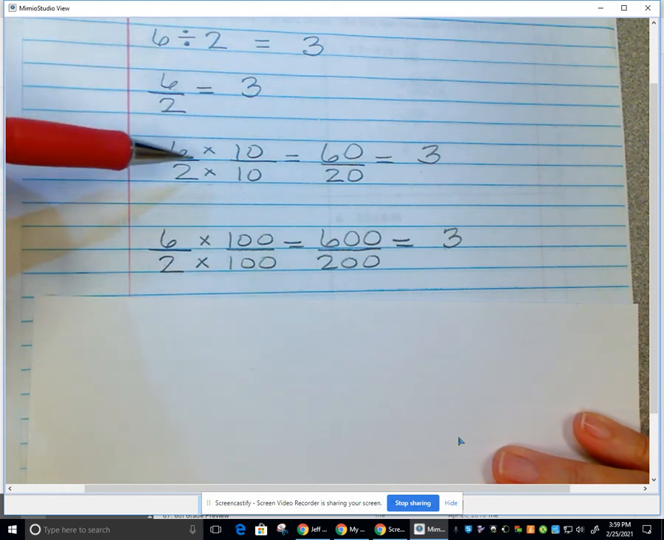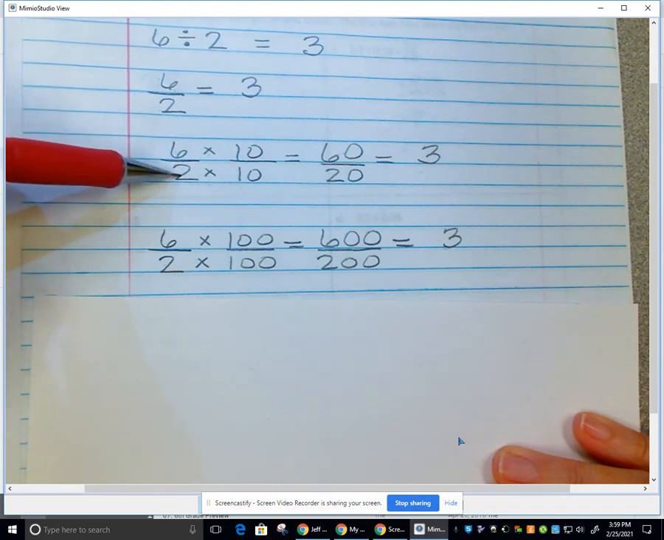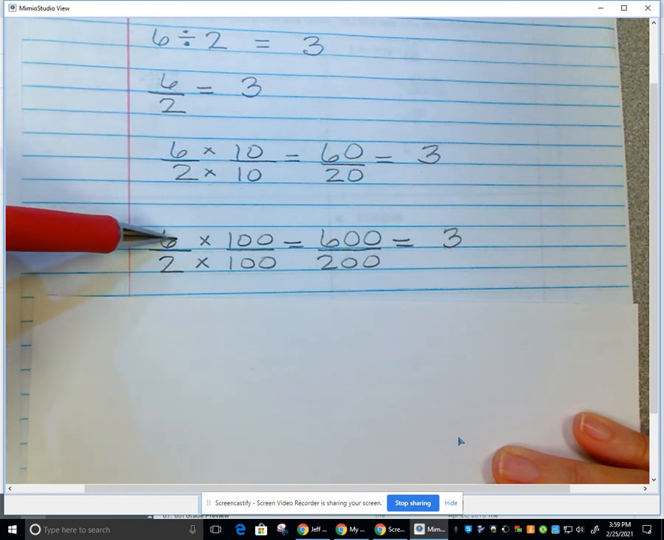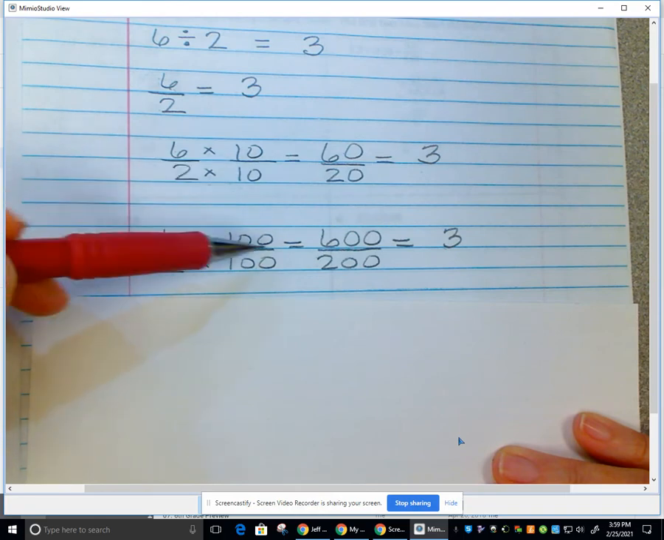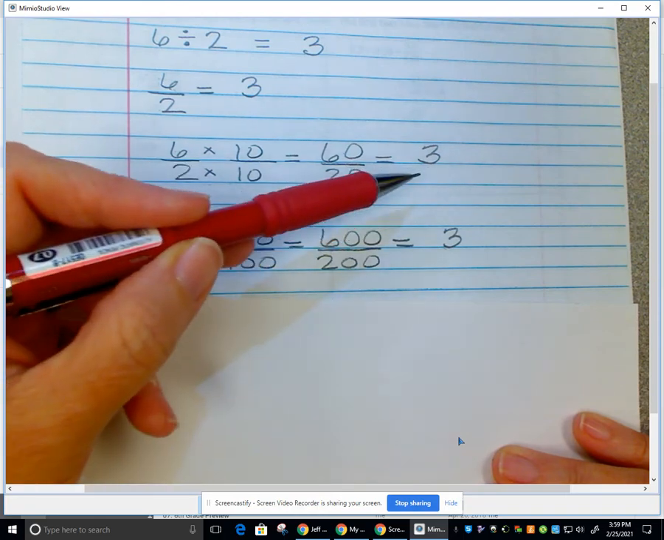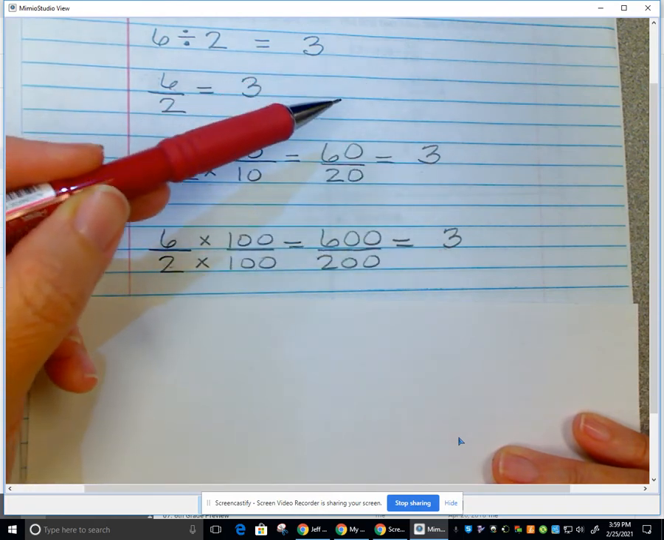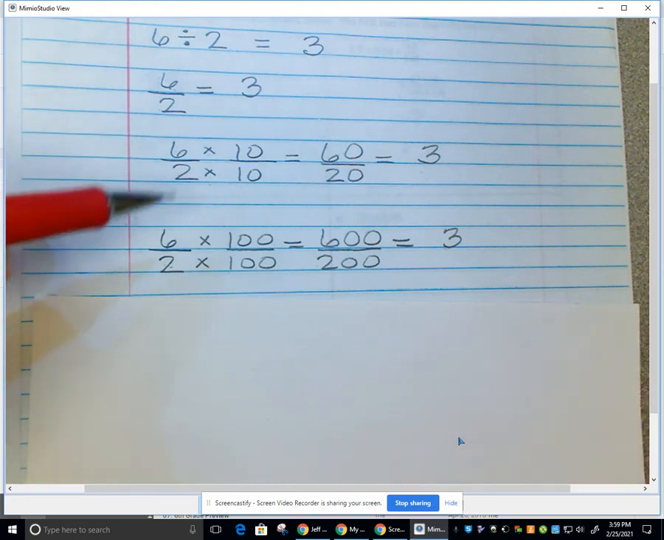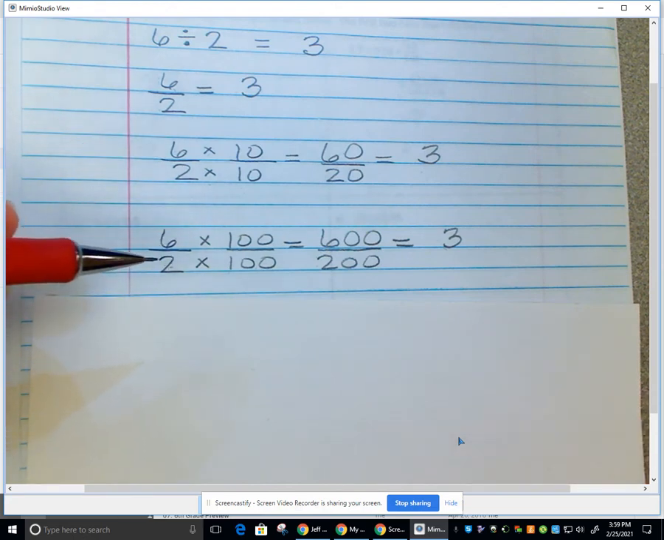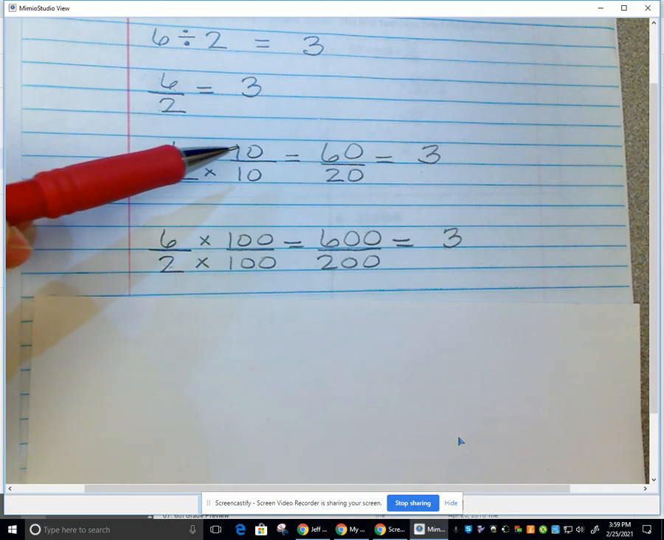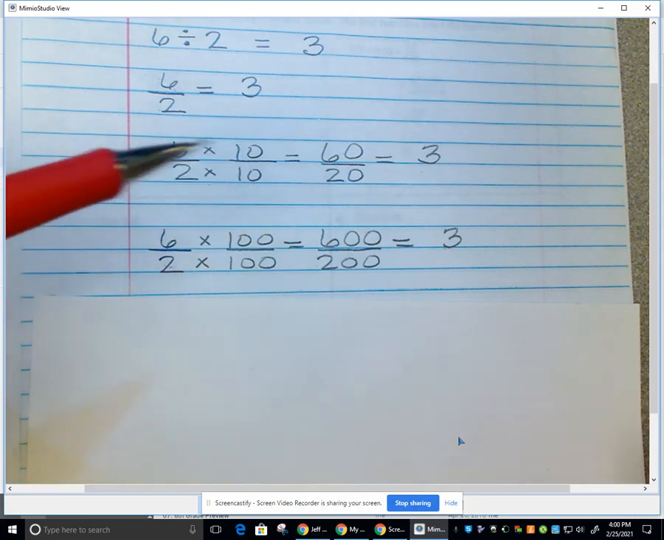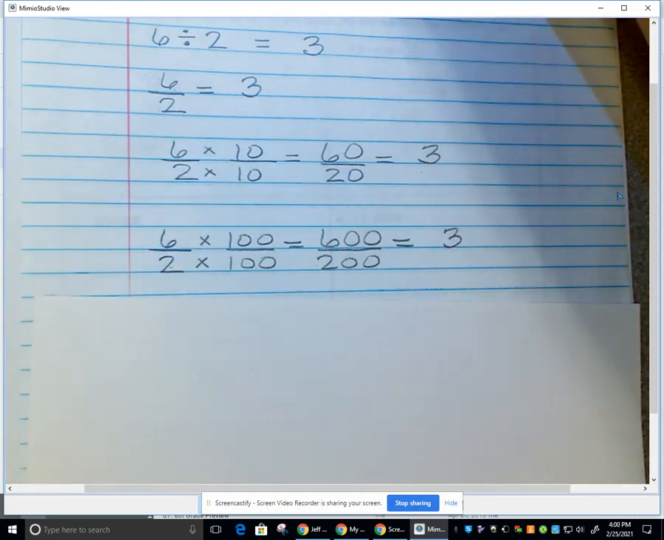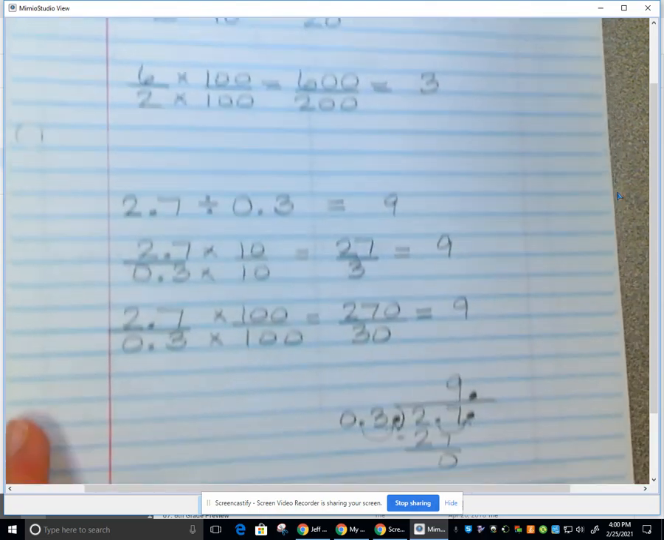For instance, if I made this number 10 times greater, I made this number 10 times greater. If I made this number 100 times greater, I made this number 100 times greater. So when I divide, I'm still going to get the same answer because I kept the ratio the same. I made one 10 times bigger and I made the other one 10 times bigger, and so on. So this is what we're looking at today.